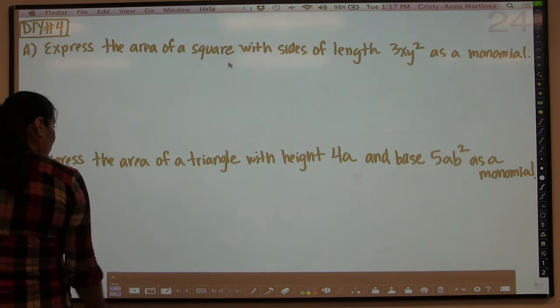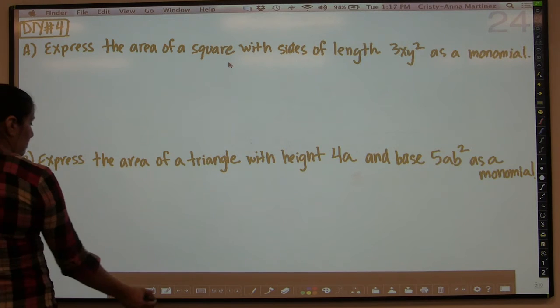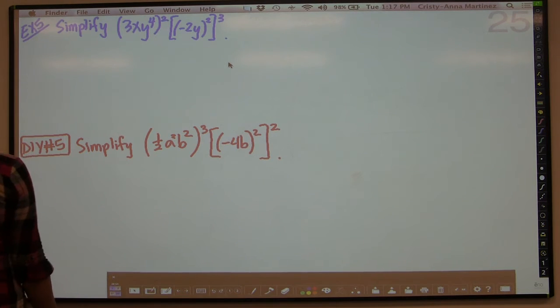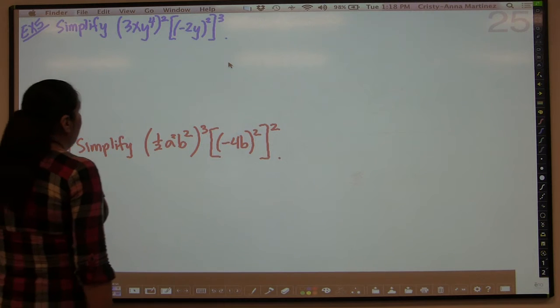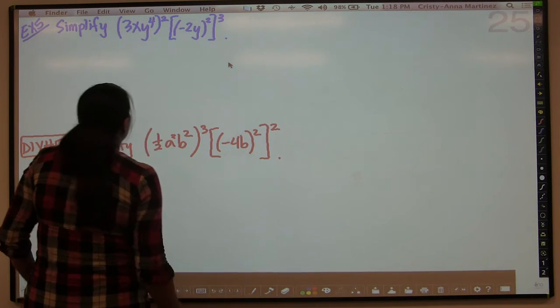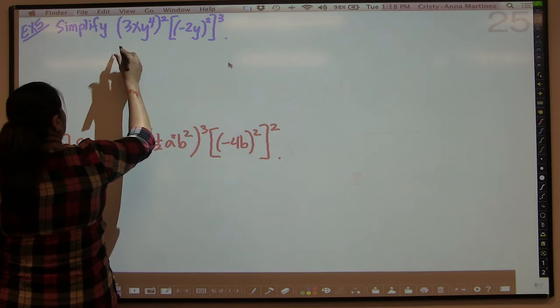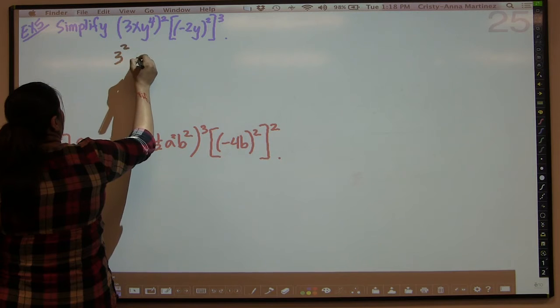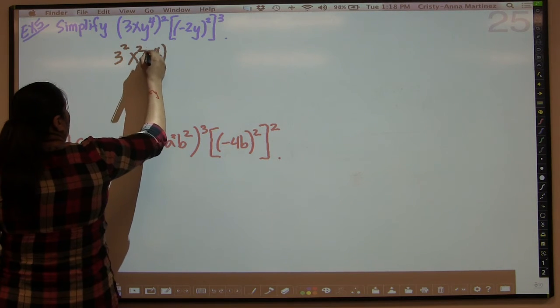And so now we're going to have you try these do-it-yourself questions. And then we're going to be asked to put all of what we just figured out to use in simplifying this last problem here. So what we see first and foremost is the 2 out here needs to get distributed to everything inside. So that's going to be 3 squared, x squared, y to the 4th squared.